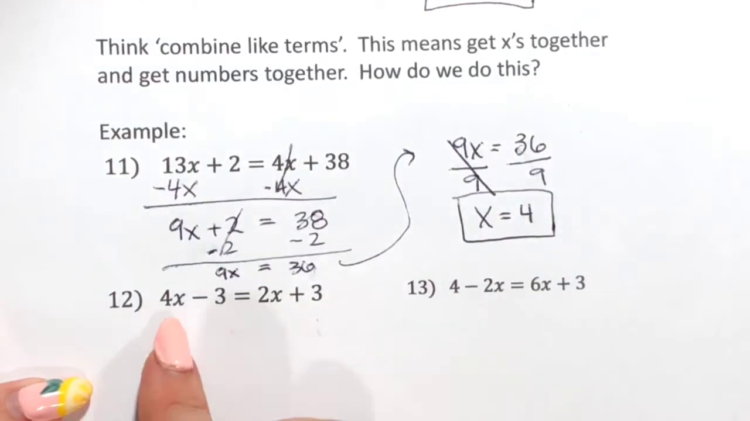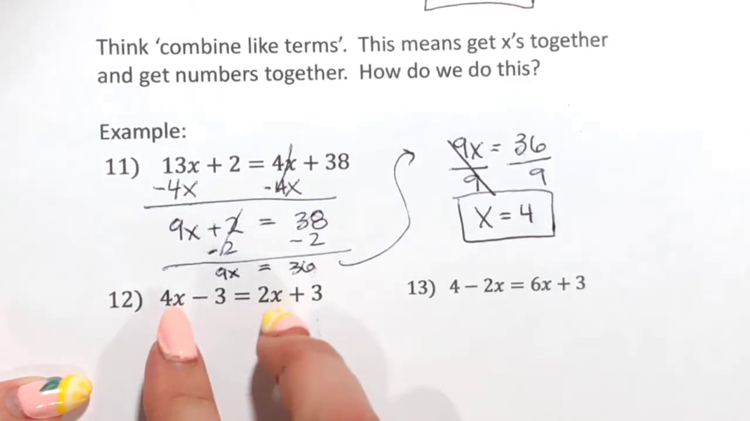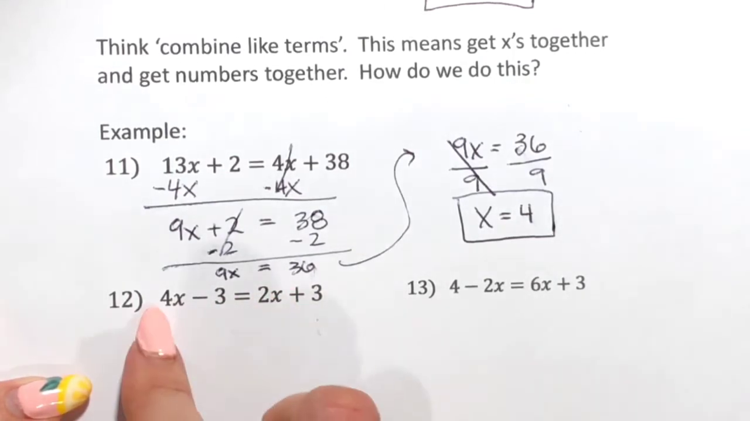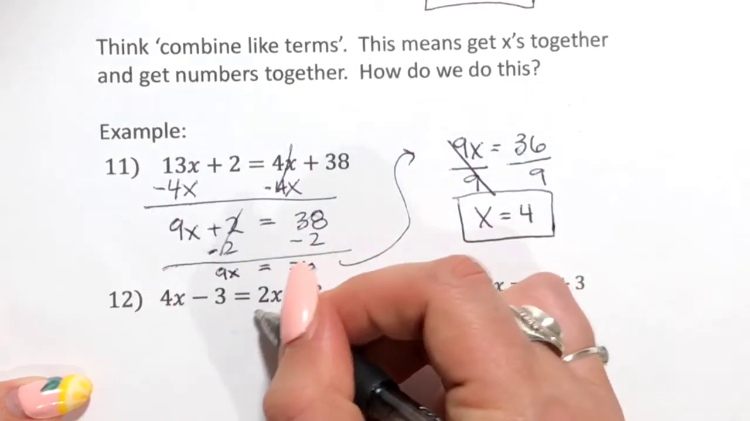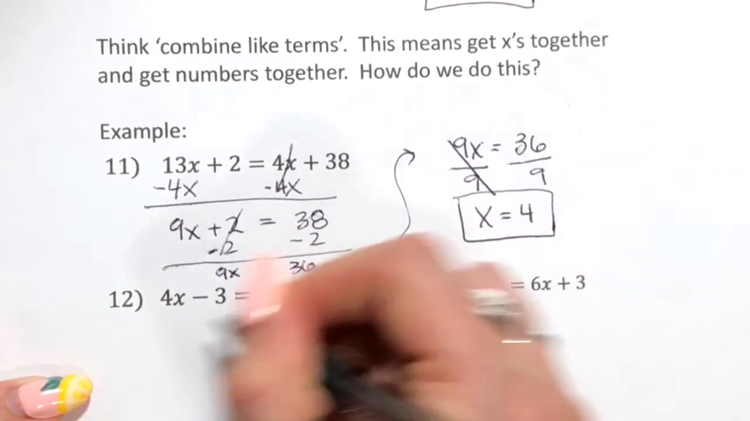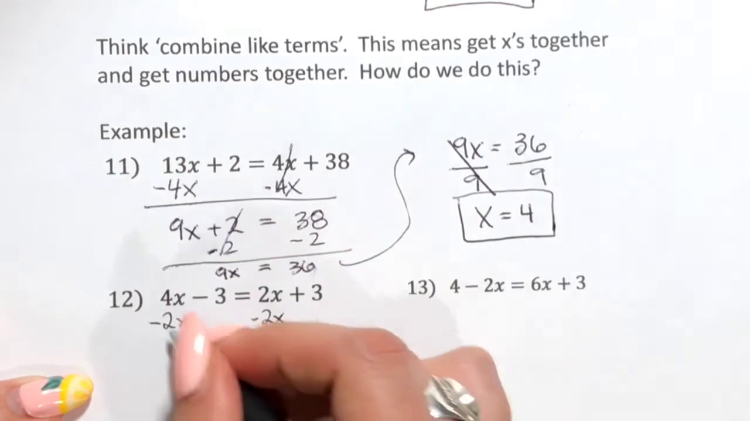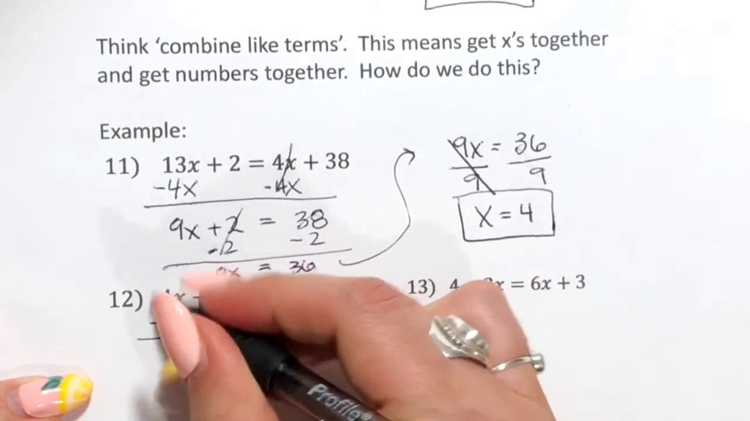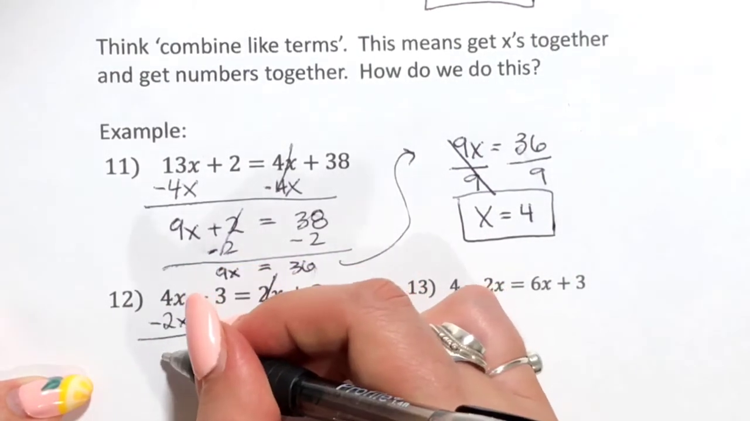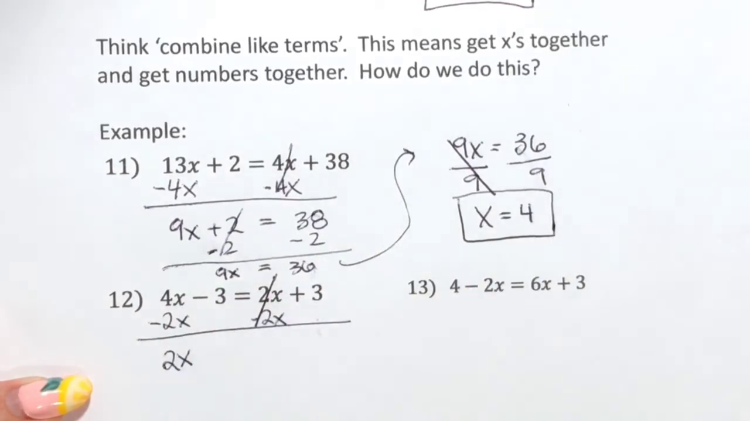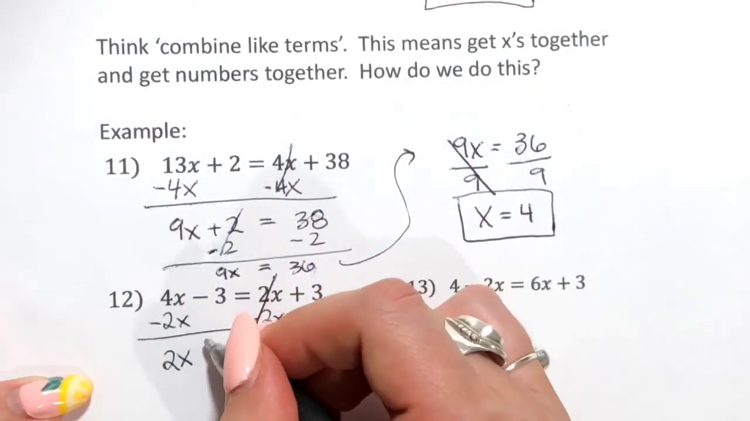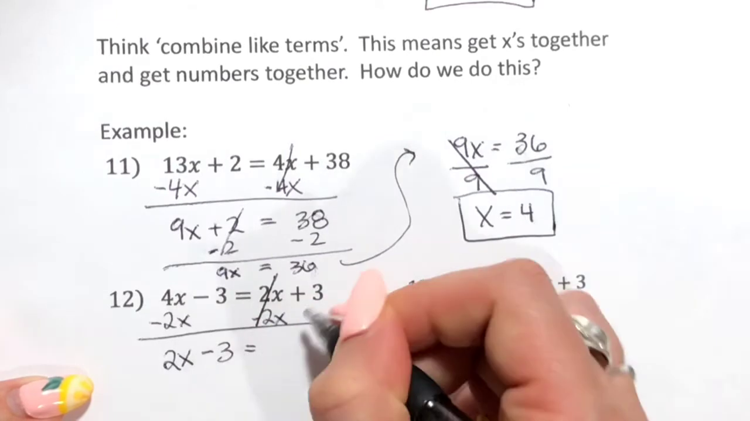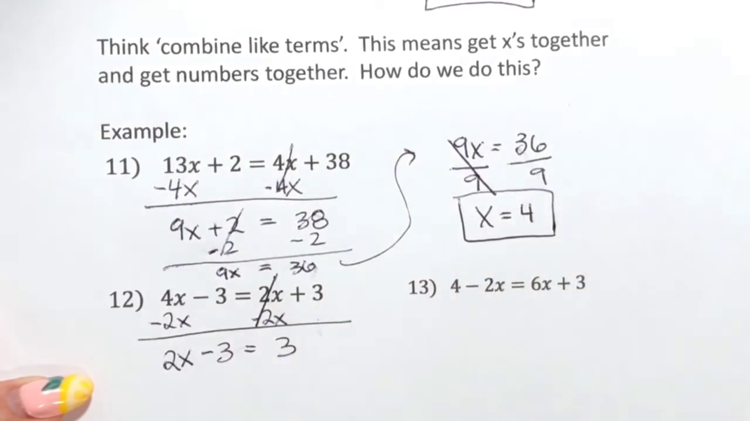So here on this problem, we have 4x minus 3 is equal to 2x plus 3. Again, I like to usually move the smaller x over to the bigger x, so I'm going to minus the smaller 2x over to this side. That way, when I subtract these, 4 minus 2 is positive. We don't have to deal with a negative number. So we get 2x minus 3 is equal to 3, which was left over here.